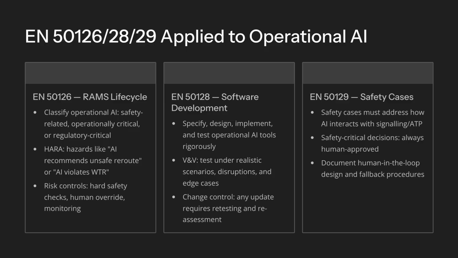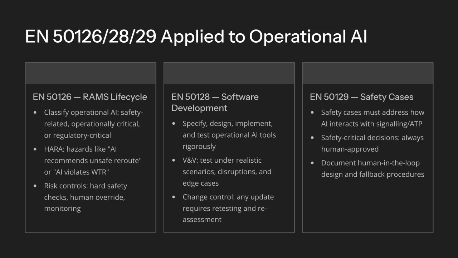For each of those categories, you conduct a hazard analysis and risk assessment. Let me give you two concrete examples of what that looks like. First hazard. The AI recommends an unsafe train movement, one that violates signaling interlocking rules. The risk is immediate and severe. Derailment, collision. The control measure is equally clear. Hard checks must verify every AI recommendation against signaling rules before any movement is executed, not after, before.